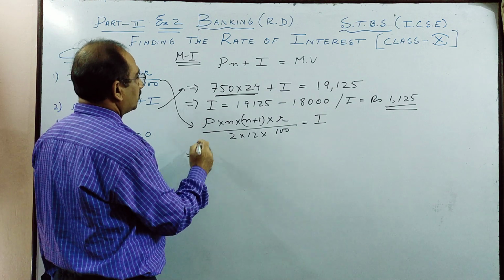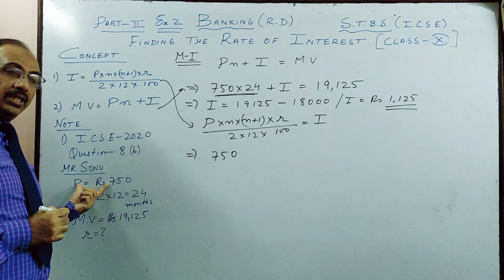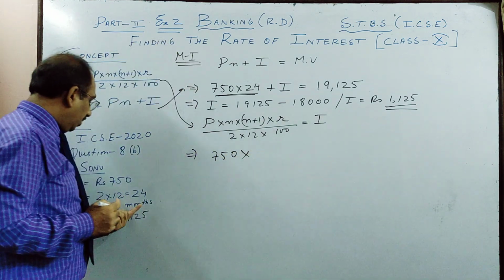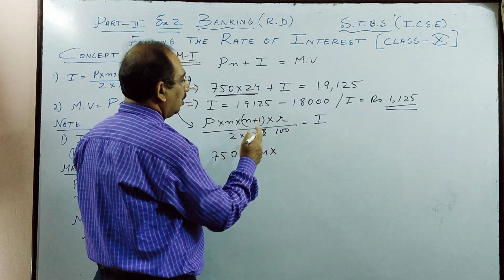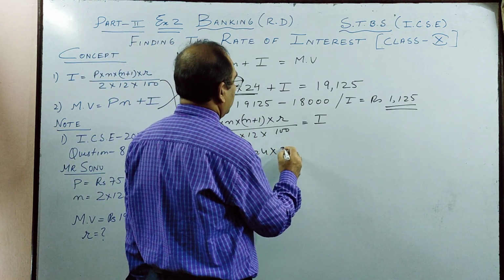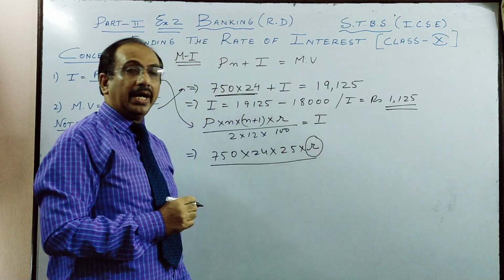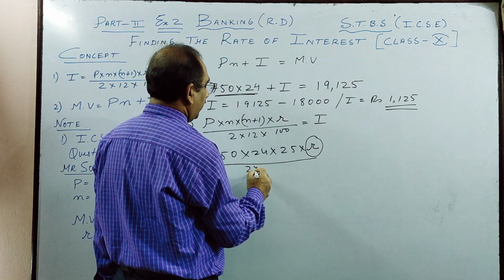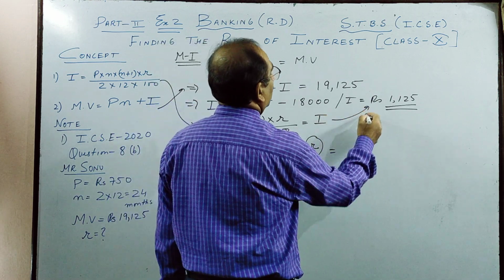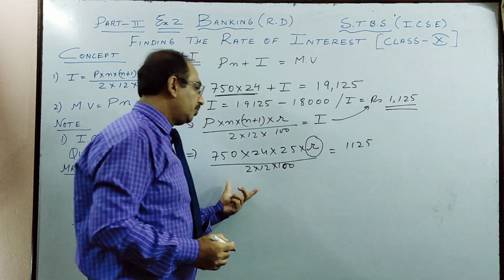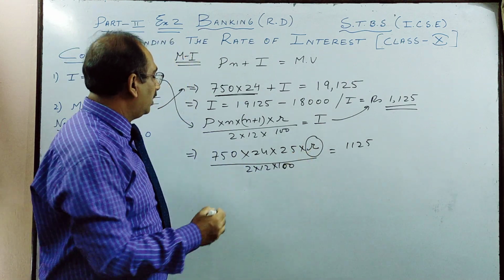Now let us substitute. What is P? 750, his monthly installment is 750. Time in months is 24, into 24 plus 1, 25, into R, we have to find R, by 2 into 12 into 100 is equal to I, which is my 1125. So we get a simple equation. This is equal to this. We have to solve for R.